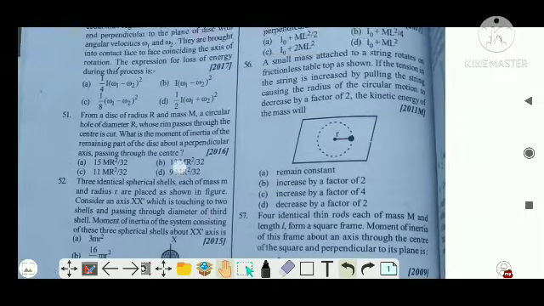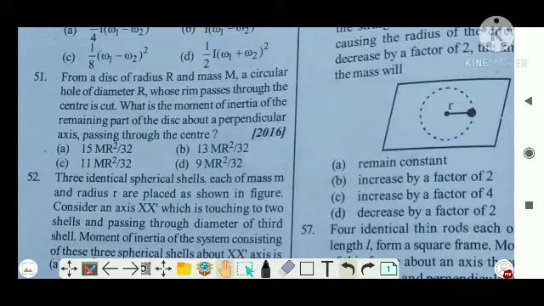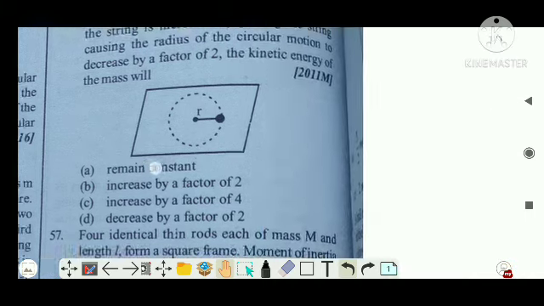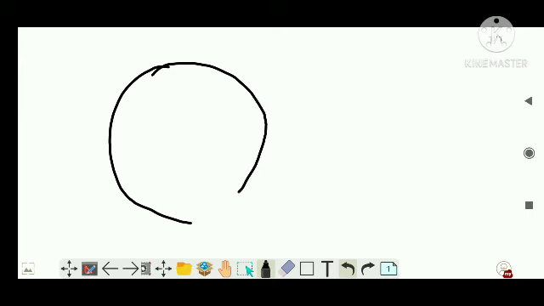Okay, this one. From a disk of radius r and mass m, a circular hole of diameter r whose rim passes through the center is cut. What is the moment of inertia of the remaining part of the disk about a perpendicular axis passing through the center? That is the same as finding the center of mass of a disk from where another small section is removed, right?